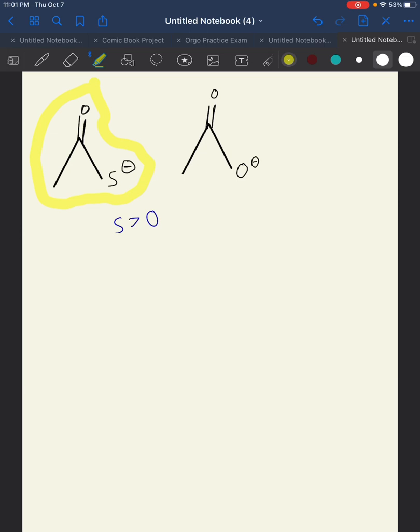So, with all that being said, I hope this helped. It's a pretty quick video on how to determine nucleophilicity. You might have to do it for like maybe 4 questions on the exam, but I definitely hope this helped.